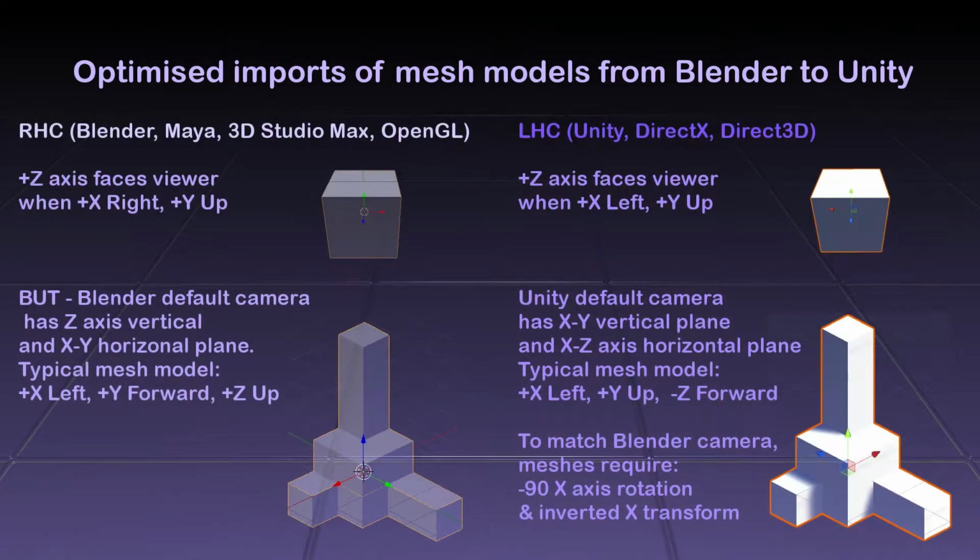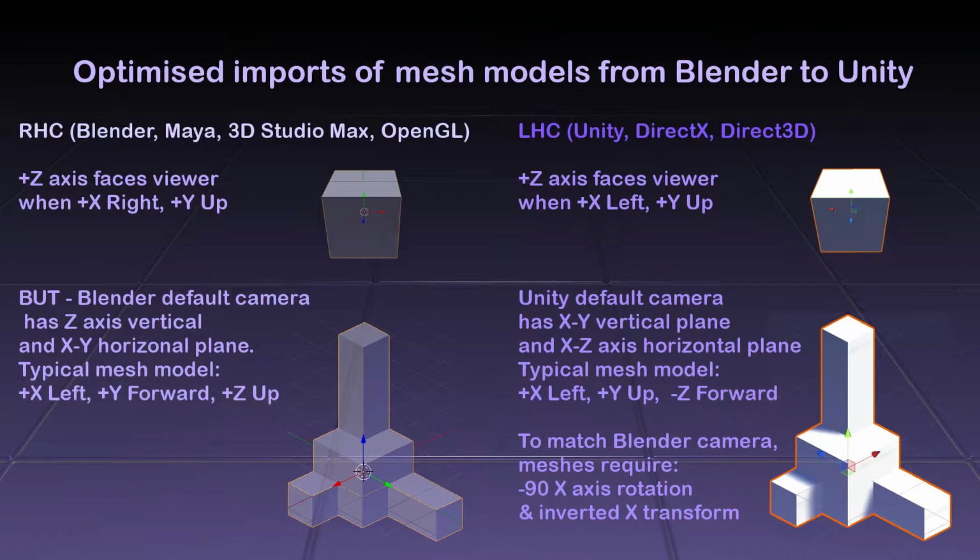This is only an issue because asymmetric meshes need to handle an incompatibility between the right-hand coordinate system in products like Blender, Maya, 3D Studio, and OpenGL, and the left-hand coordinate system in Unity and DirectX Direct3D, where one axis will have positive values in the source exported object, but negative values in the target.